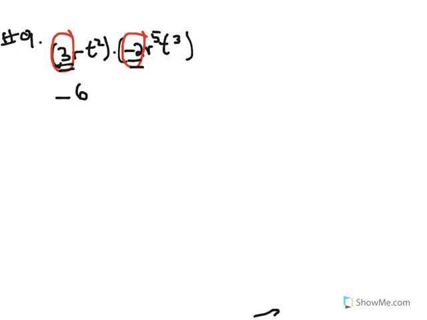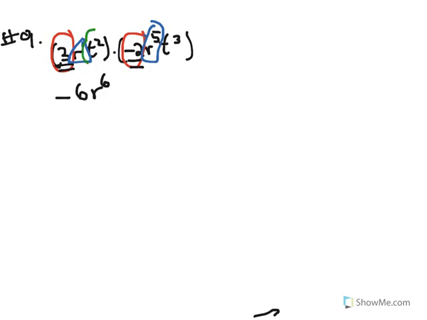Now I'm going to use different colors so you can see the different factors. So I have r, and I have r to the fifth. Now this r has an invisible 1, right? So the answer that I'm going to get is 1 plus 5, which is r to the 6. Okay?